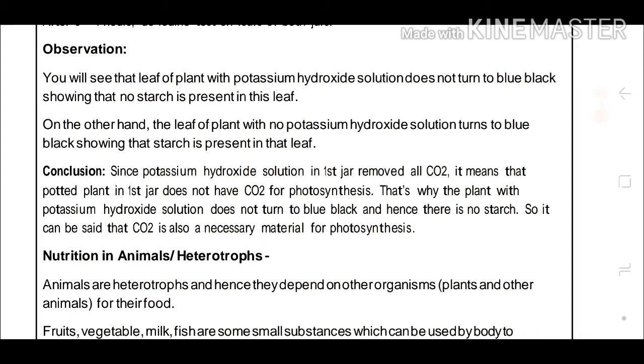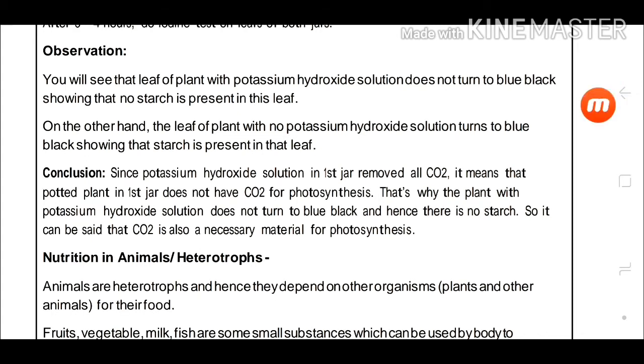Since potassium hydroxide solution in the first jar removed all the CO2, it means that the potted plant in the first jar does not have CO2 for photosynthesis. That's why the plant with potassium hydroxide solution does not turn blue-black and hence there is no starch. So it can be said that CO2 is also a necessary material for photosynthesis.